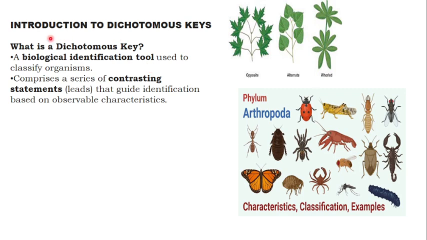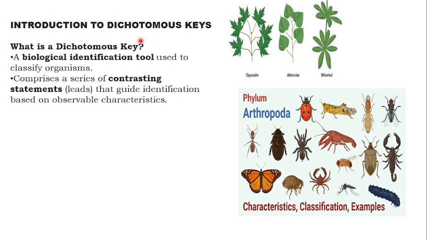Another very important topic, last but not least, is the introduction to dichotomous key. This topic is complicated for too many students, but I'm going to make it like a piece of cake. When we say dichotomous key, what are we talking about? It is a key as usual, okay? A dichotomous key is a biological identification tool, used to classify organisms.